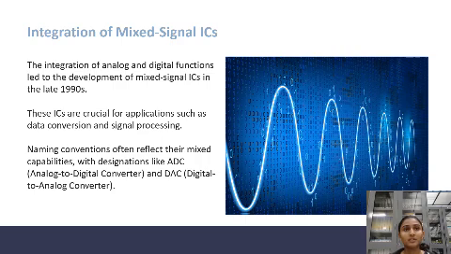Integration of mixed signal ICs. The integration of analog and digital functions led to the development of mixed signal ICs in the late 1990s. These ICs are crucial for applications such as data conversion and signal processing. Naming conventions often reflect their mixed capabilities with designations like ADC and DAC.